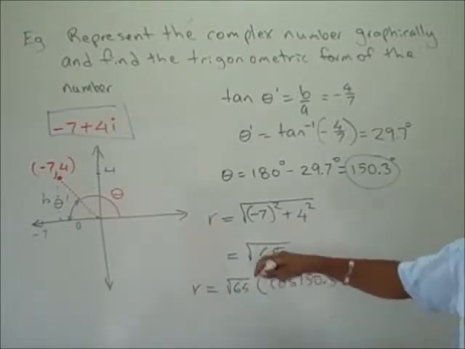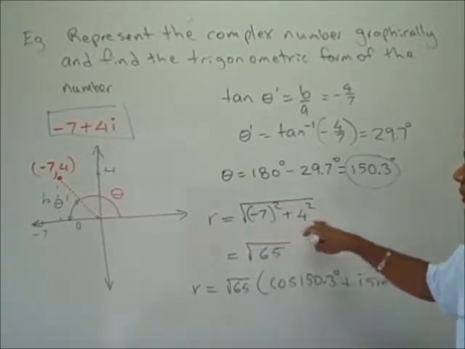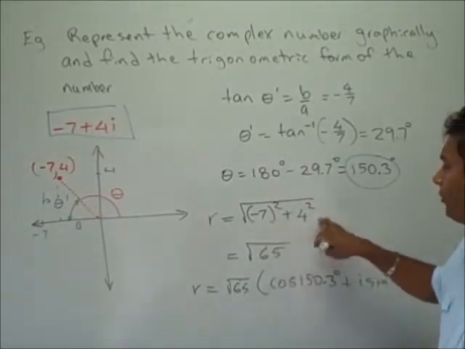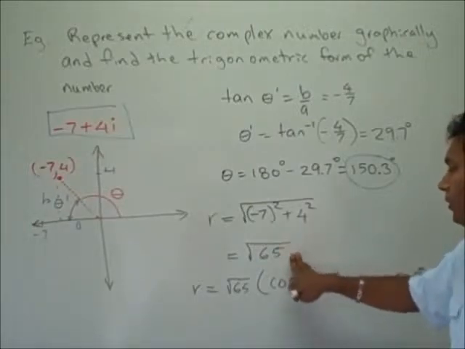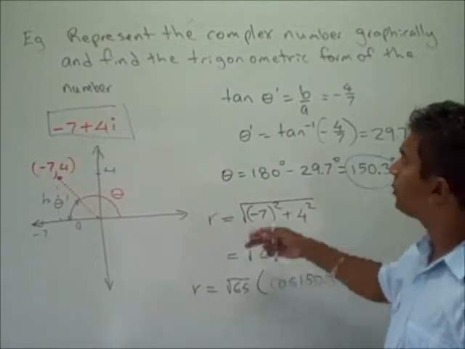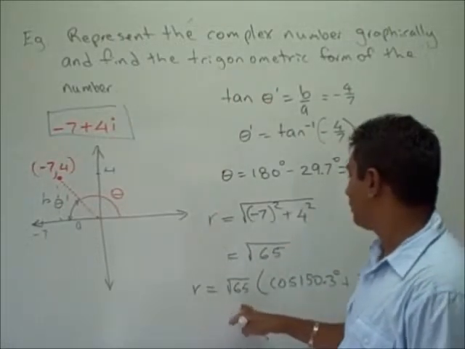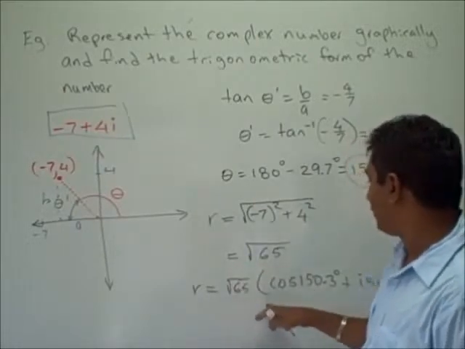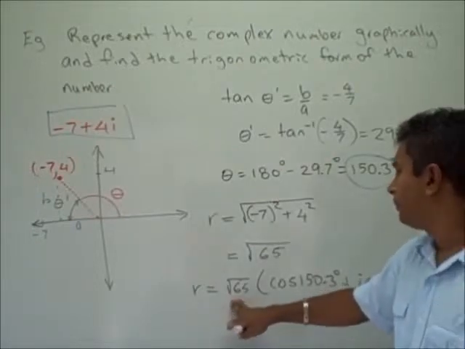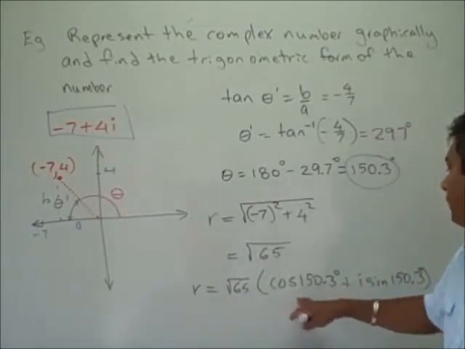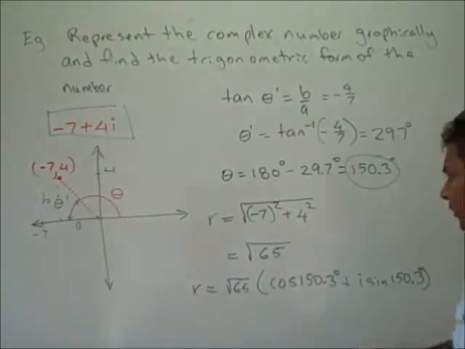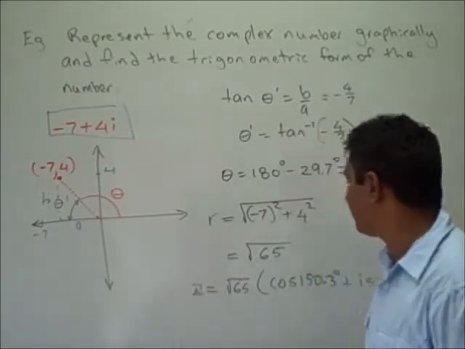Now to find r, we know r is equal to the square root of a squared plus b squared. So this is -7 squared plus 4 squared. So that's 49 plus 16, which is 65. So this is equal to the square root of 65. Now we know in the trigonometric form, z is equal to r times cosine theta plus I sine theta. So this is going to be square root of 65 cosine 150.3 degrees plus I sine 150.3 degrees. So it's actually z is equal to that.